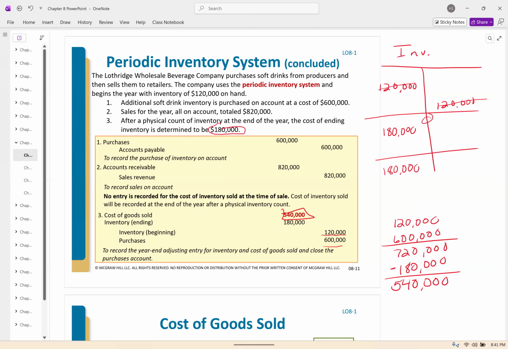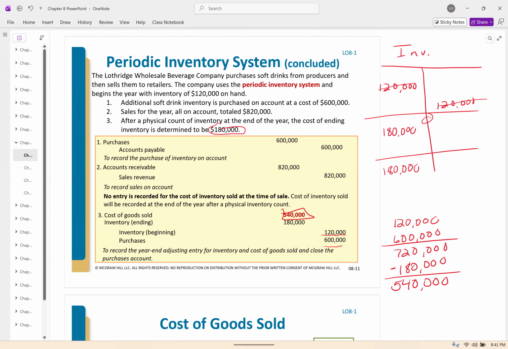This cost of goods sold would be for the entire year for every sale, not just this one sale. If they had a million different sales items, that's the cost of goods sold for that. The problem with periodic is that there's no separation in what was sold, what was stolen, or what was damaged. In perpetual, we know what sold because we made an entry for everything that was sold.